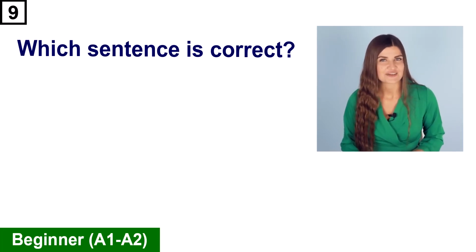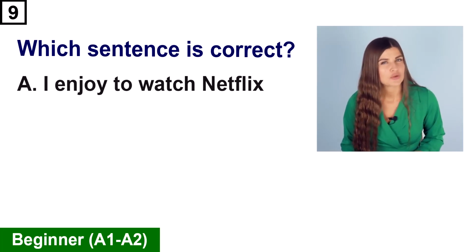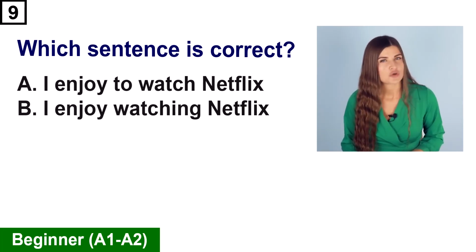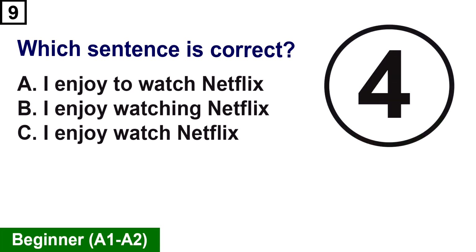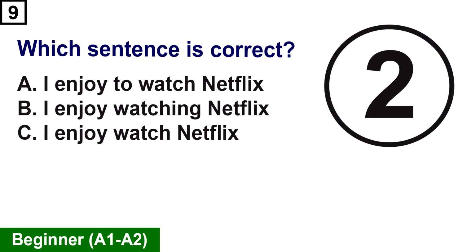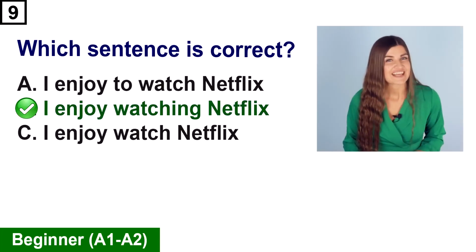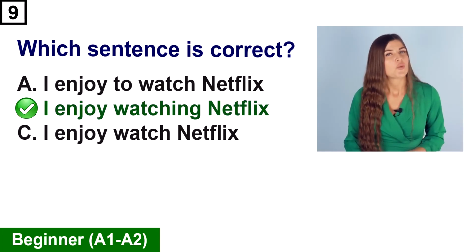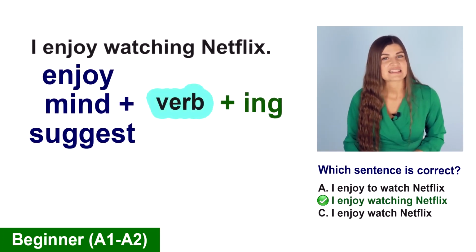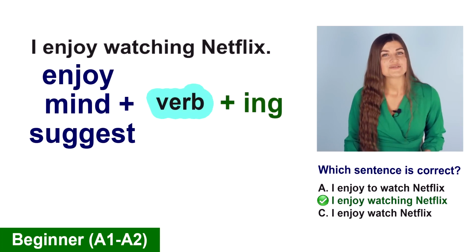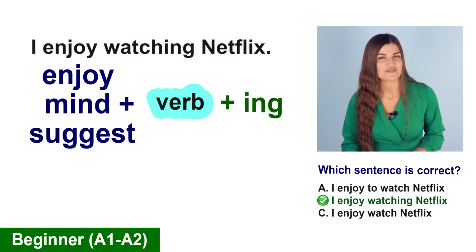Which sentence is correct? I enjoy to watch Netflix. I enjoy watching Netflix. I enjoy watch Netflix. The correct answer is I enjoy watching Netflix. After verbs enjoy, mind, and suggest, we always use a verb plus ing form.